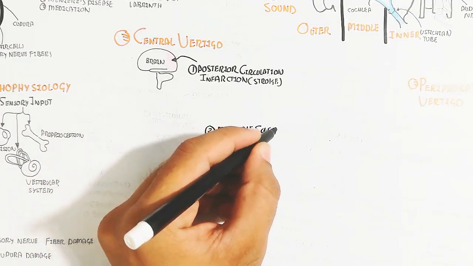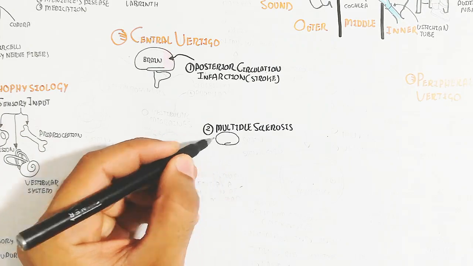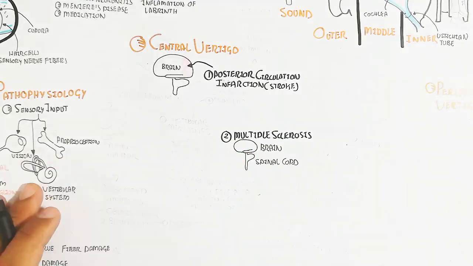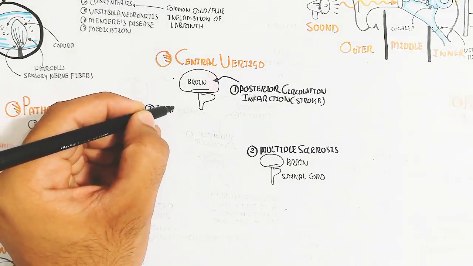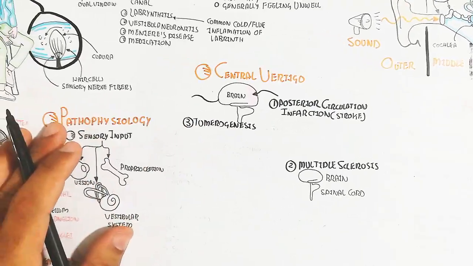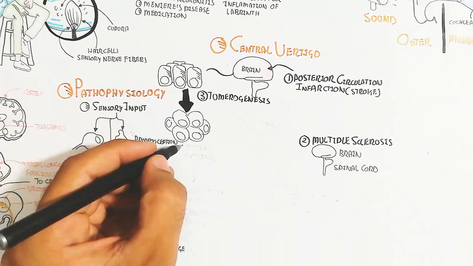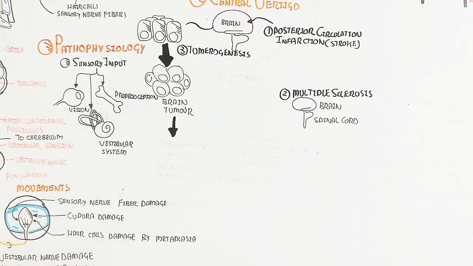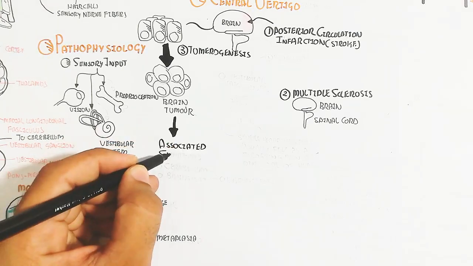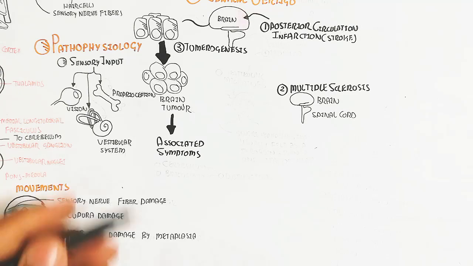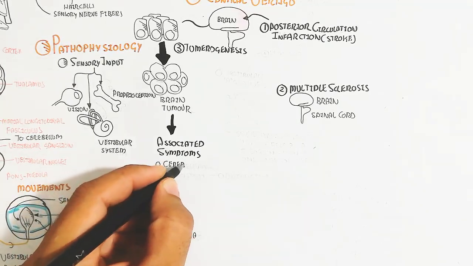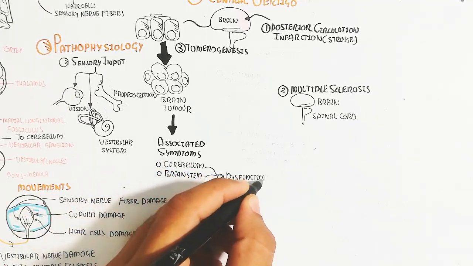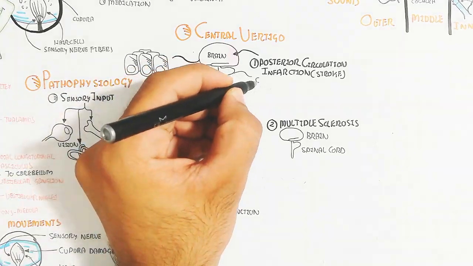On the other hand, there are cerebellum problems. Multiple sclerosis is another cause, with a neurodegenerative process in the brain and spinal cord. This multiple sclerosis is a cause and a prolonged syndrome. Tumorigenesis, the tumor formation in the brain, also leads to associated symptoms, like cerebellum and brain stem involvement leading to dysfunction. We will also learn that posterior circulation infarction and stroke cause many complications.